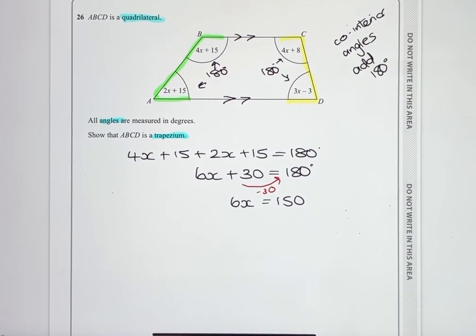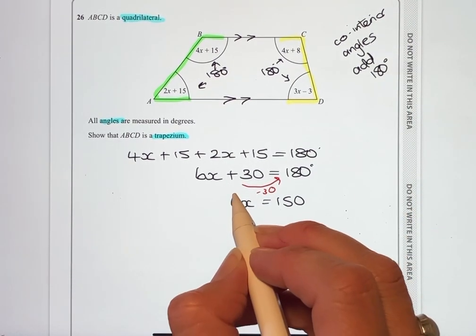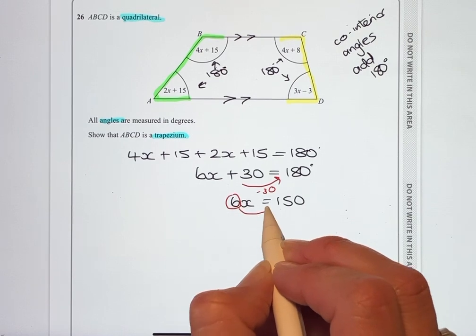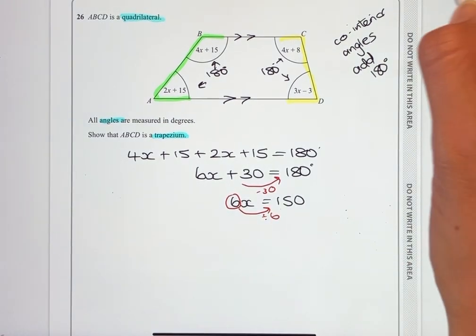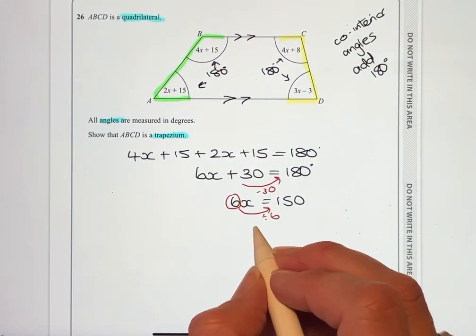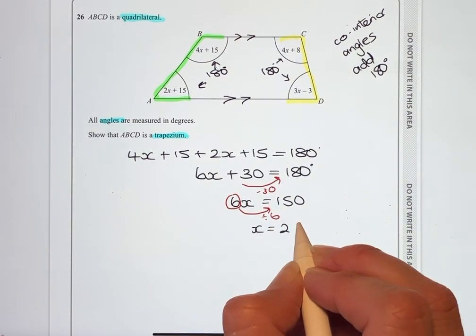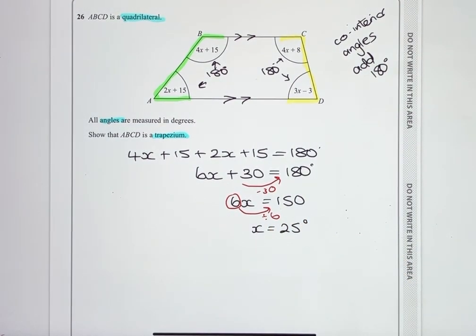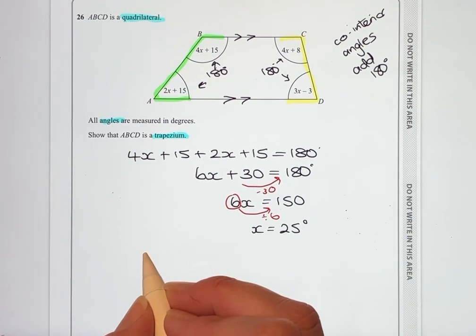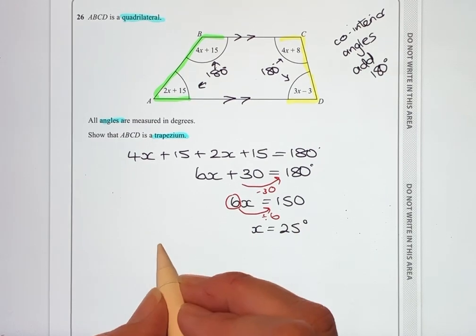And then this is a calculator paper, so we need to split the 6 and the x apart. They're multiplied together at the moment, so I'm going to divide through by 6. So if you did that on the calculator, you would find that x equals 25. Now, we've got to prove that it's a trapezium, so I've got to do the same for the angles on the right-hand side, the ones that I've contained in the yellow, using the yellow marker. And I'm going to make sure that the x value for those two is also equal to 25.